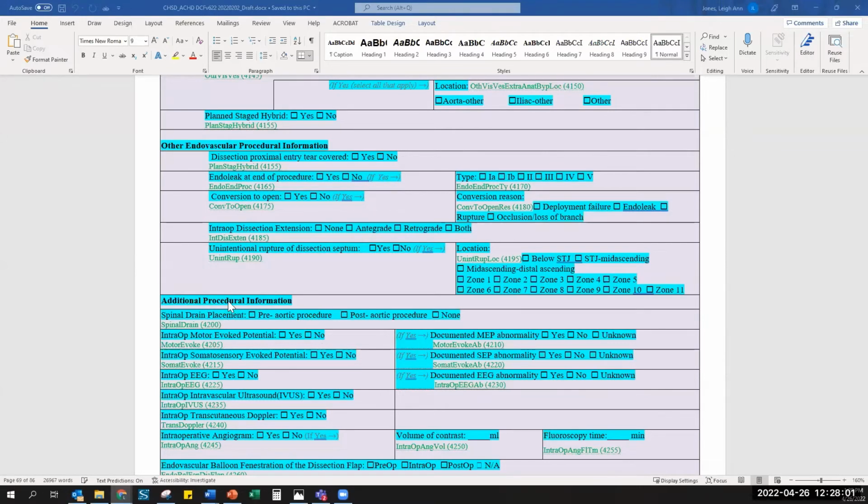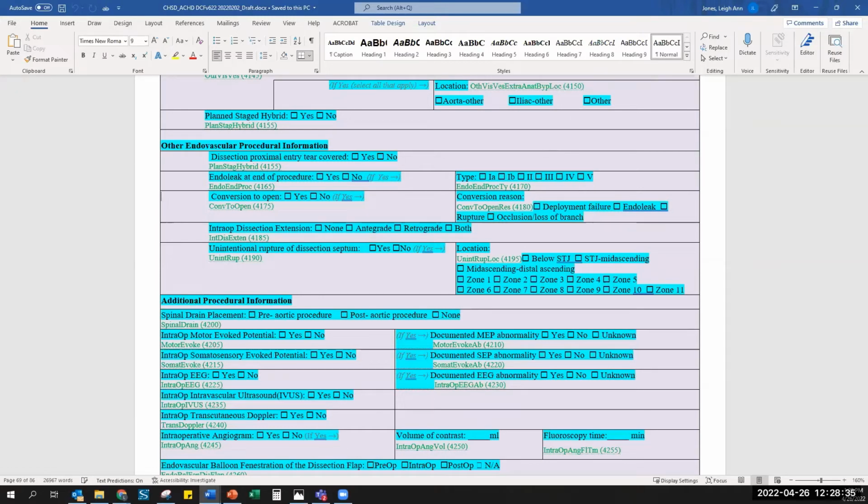Then the next question we want to know about these endovascular procedures is, was there a conversion to open? For some reason, did we have to convert this endovascular procedure to an open procedure? And if that happens, what was the reason? Was it because the deployment failed? So you couldn't get that endovascular stent placed properly, so you had to convert to open?